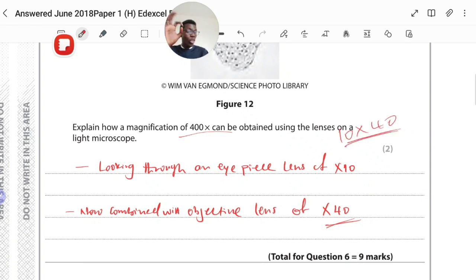So the one on the eyepiece is always constantly 10. So multiply that by the objective lens, because that objective lens, some of them can be times 40, times 60, times 100, and it depends, so to say. All right, hope that makes sense.